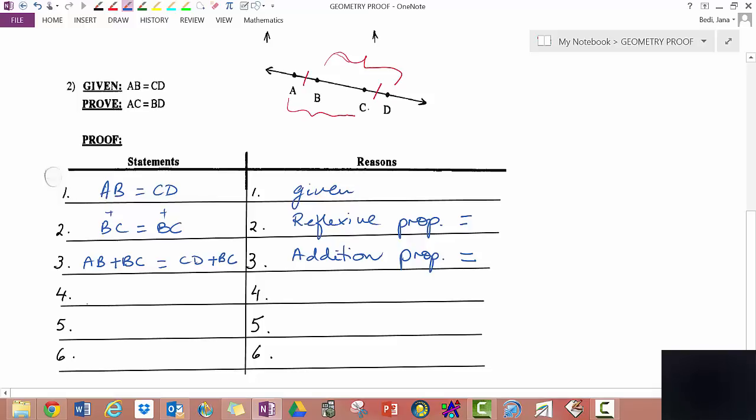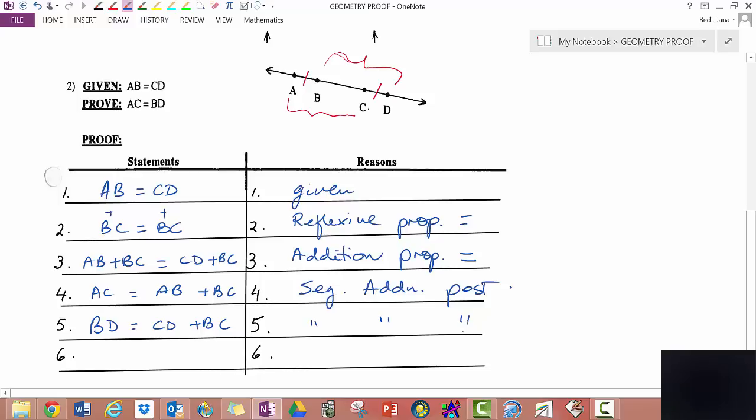Okay. Next, I need to prove that AC equals BD, but I know that AC equals AB plus BC, and that is segment addition postulate. Similarly, I can say that, look at CD plus BC, that's BD equals CD plus BC, that is segment addition postulate also.